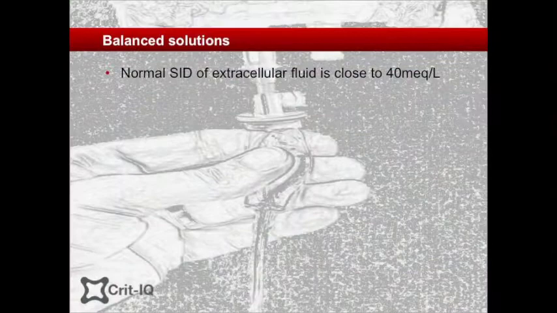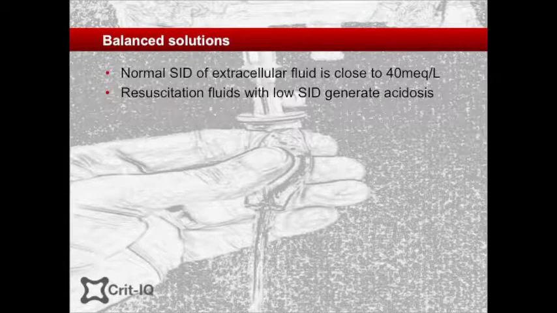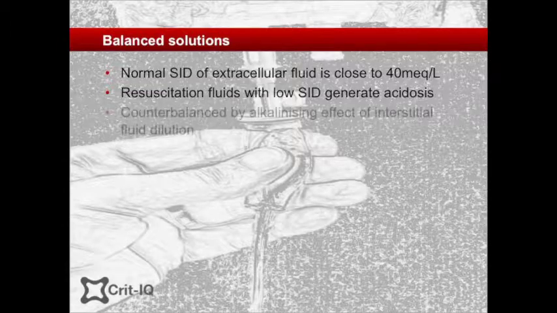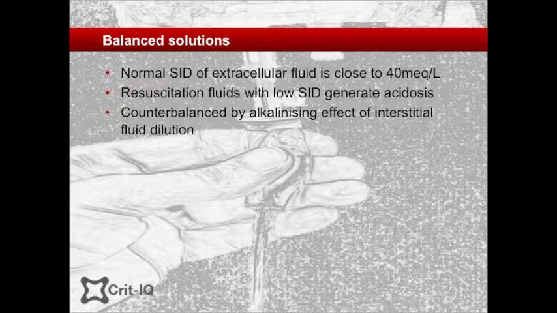The normal strong ion difference of plasma is around 40 milliequivalents per litre. Thus, solutions with an SID less than 40 will tend to reduce the pH. As discussed previously though, dilution of extracellular space results in lower concentrations of total acid, known as A-tote. This has a somewhat alkalinising effect by diluting out the ECF electrolytes and proteins, partially counterbalancing the acidifying effect of the SID reduction.